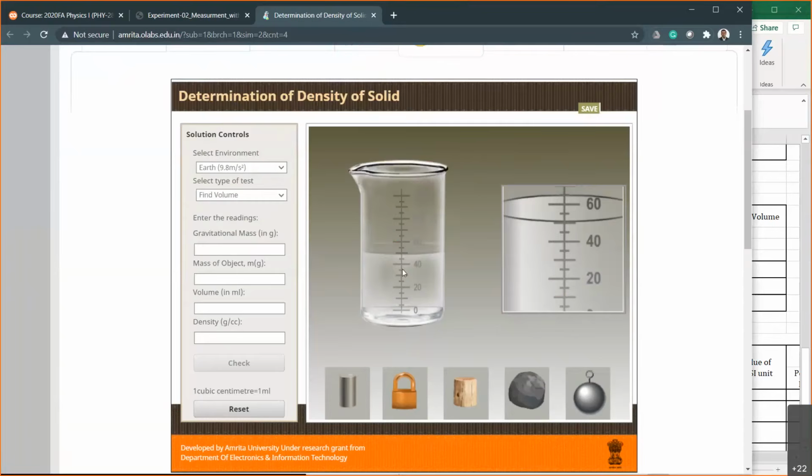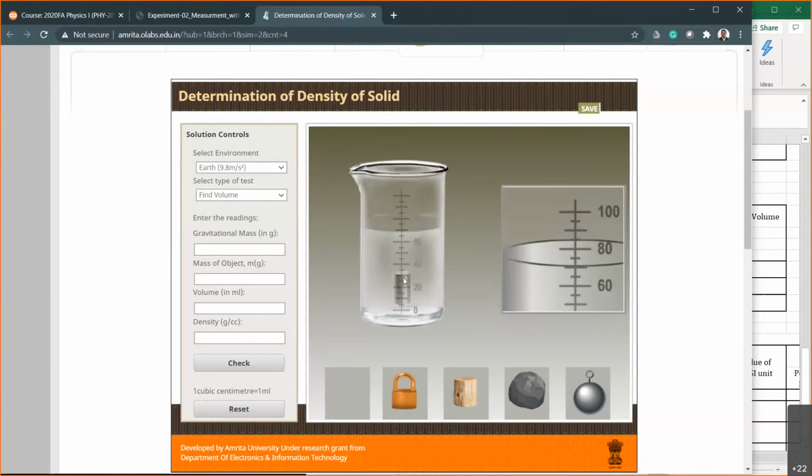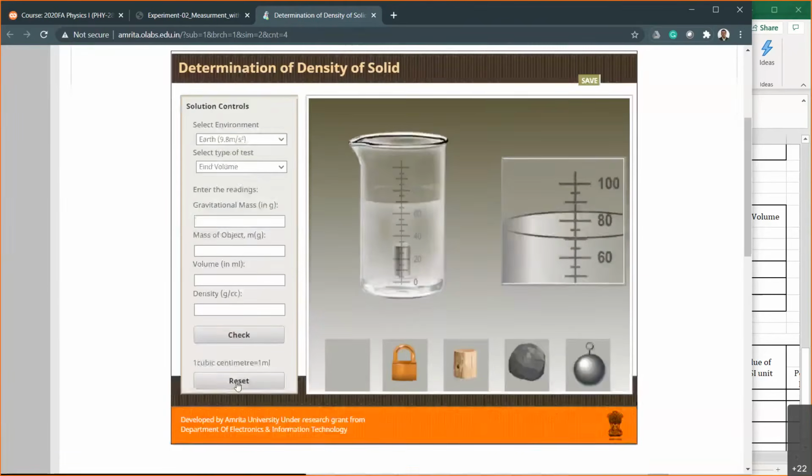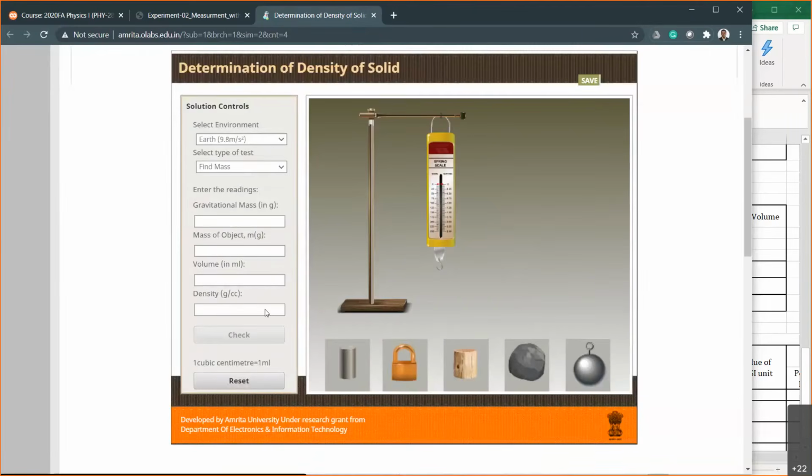You can see there's a container with water. We're going to first mark the water level, this top line. You can see the zoom in right here. That line is about 50 millimeter. Then click on the object to submerge it. As soon as it submerges, you can see the water level rise. What we need is the difference. How much difference happened in the water level? You have to remember the previous line.